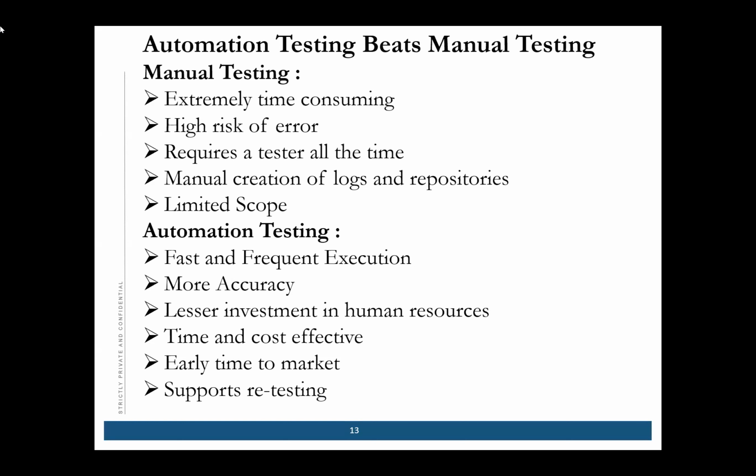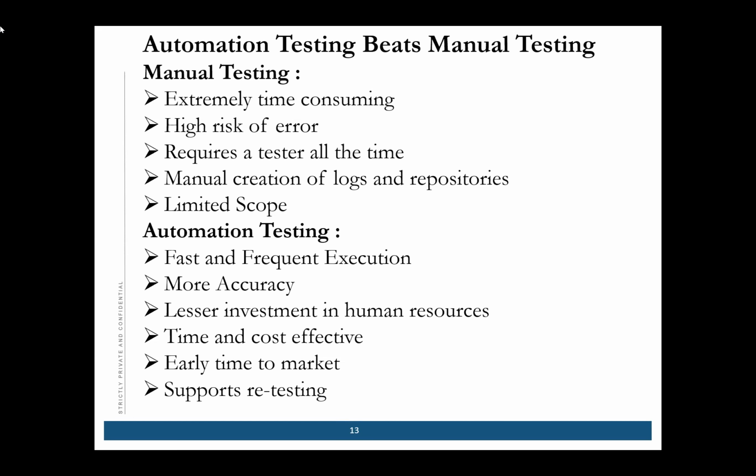Automation testing: fast and frequent execution, more accuracy, lesser investment in human resources, time and cost effective, early time to market, supports retesting. Okay, it is fast and frequent execution, but when you are creating your automation script, it takes time. That time it takes to write your test scripts. Then it is a fast execution.